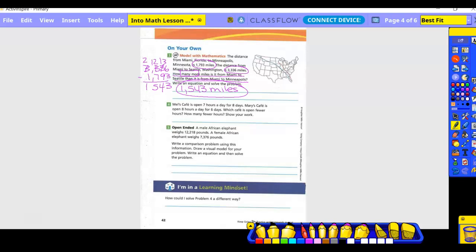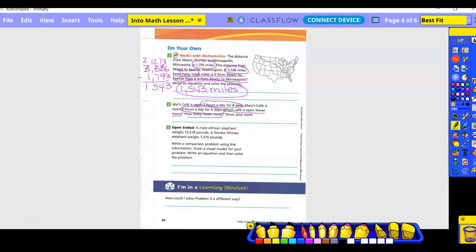Number 4, Mel's Cafe is open 7 hours a day for 8 days. Mary's Cafe is open 8 hours a day for 6 days. Which cafe is open fewer hours? How many fewer hours? So Mel's is 7 hours for 8 days. Mary's is 8 hours for 6 days. They want to know which cafe is open fewer hours and how many fewer hours.